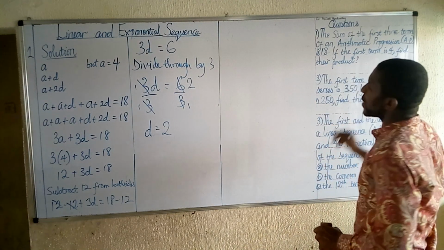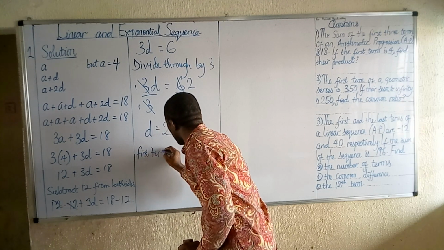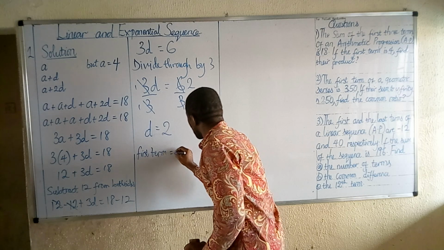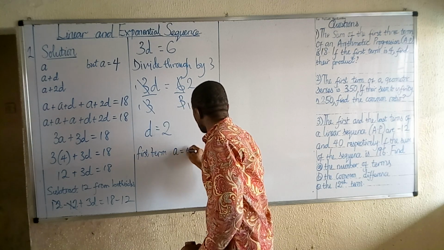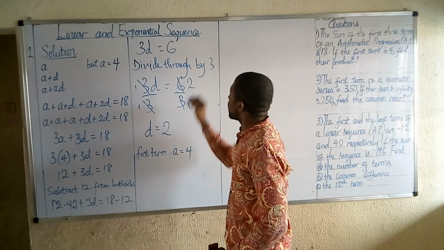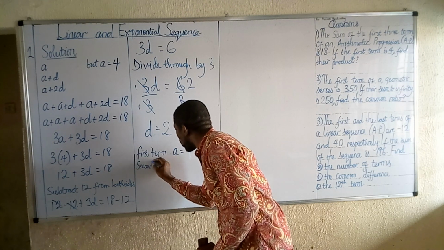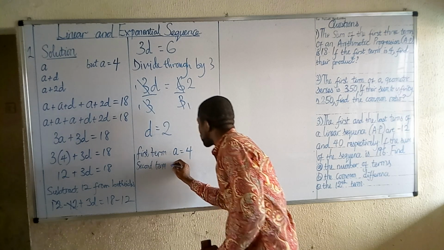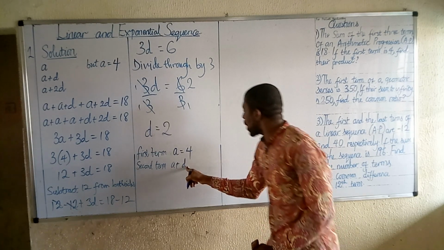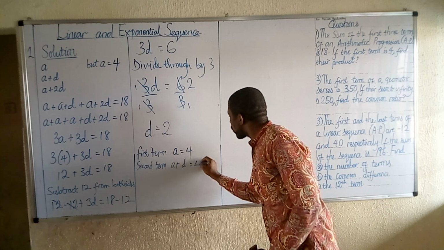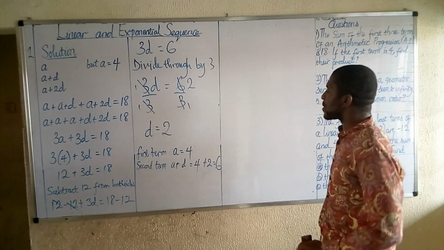Therefore, our first term A is 4. We have it there. Then the next one is A plus D, the second term. Now it will be 4 plus 2, which gives us 6. So the second term is 6.